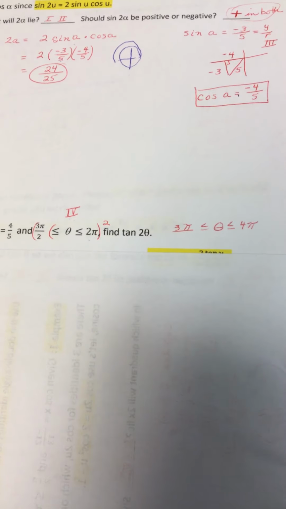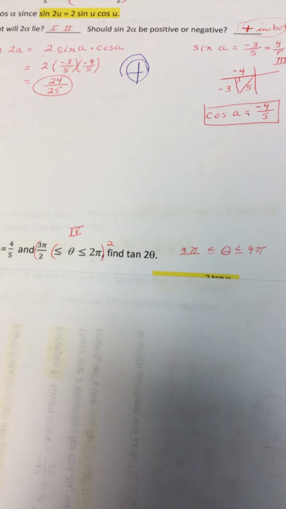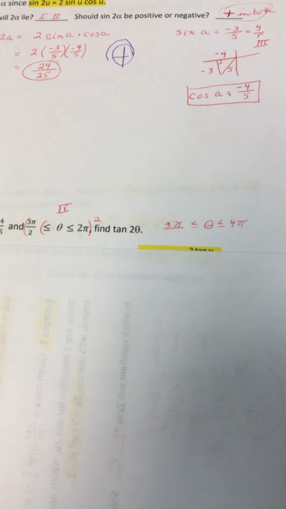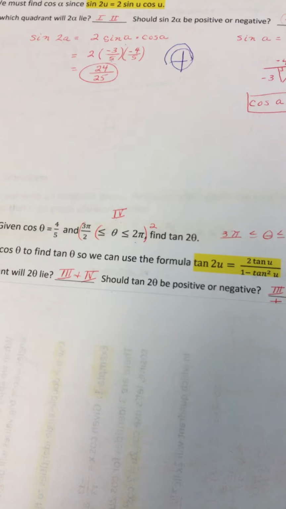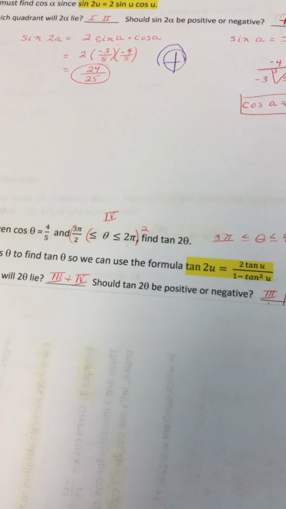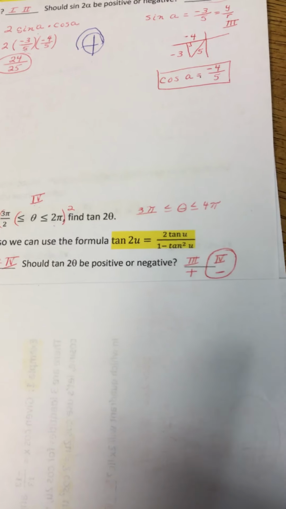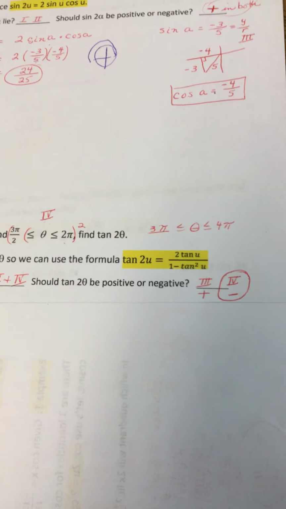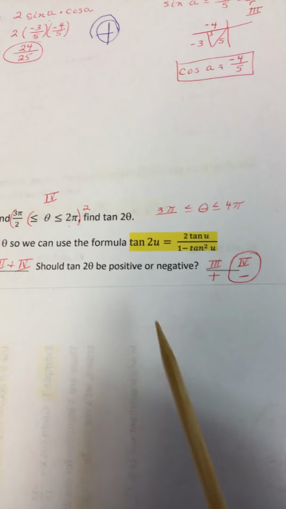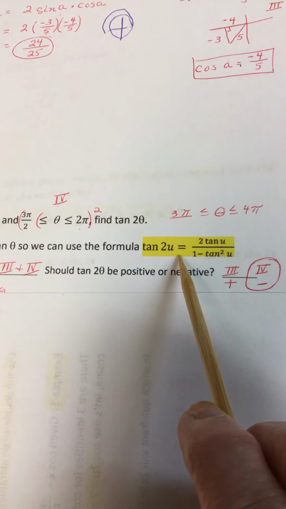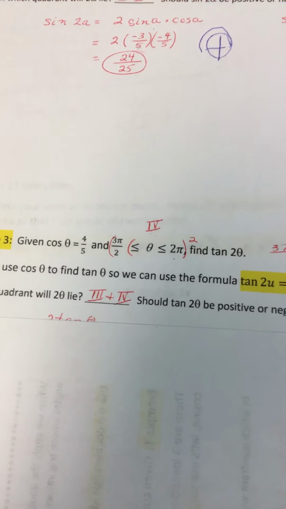3 pi is 1.5 times around the circle, which would put me at 3 pi, and then 4 pi allows me to finish the unit circle on the second rotation. So I would be working in third and fourth quadrants. If I'm thinking about tangent in the third quadrant, it would be positive. If I'm thinking about tangent in the fourth quadrant, it's going to be negative. Now, this is the formula we're going to be using. But I've got a major problem because they only gave me the cosine.